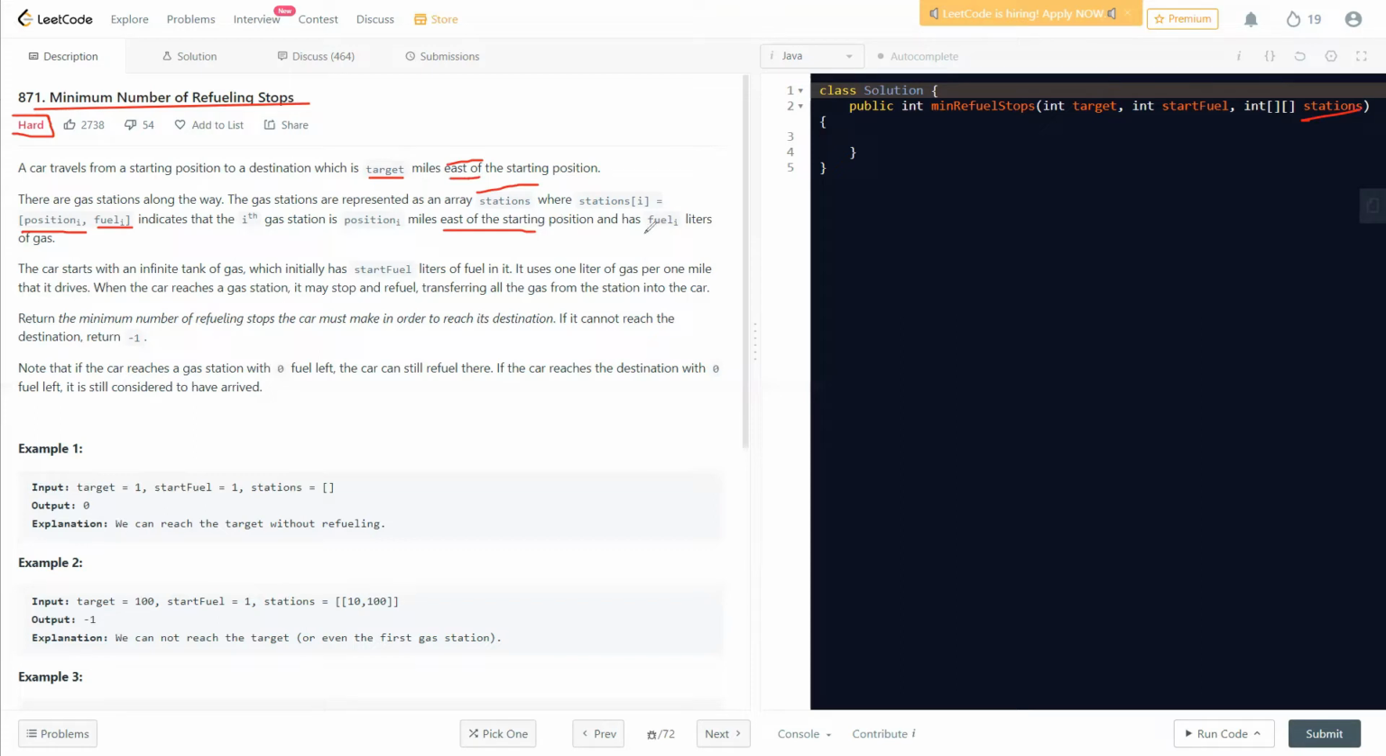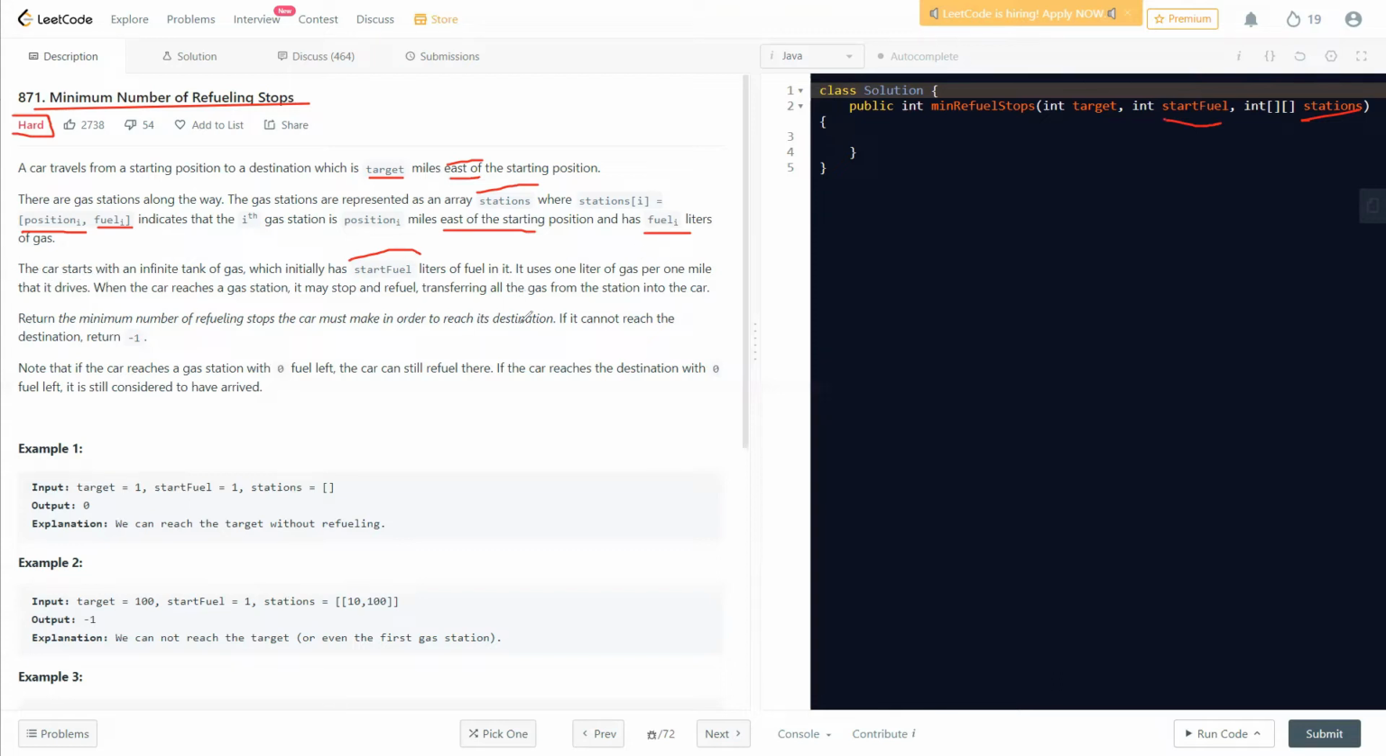So this is the position, and then fuel i is the amount of liters of gas that station has. Okay, the question is like that. Further it says the car starts with an infinite tank of gas. Infinite tank means that the car can take any amount of gas, so you don't need to consider whether the tank is full or not. But initially the car has only startFuel. startFuel is a variable given to us, so the car has only that amount of fuel in it. Now it uses 1 liter of gas per 1 mile.